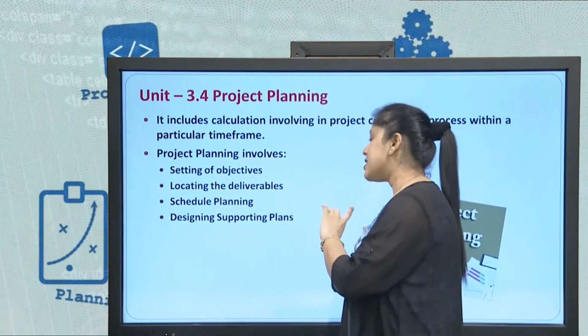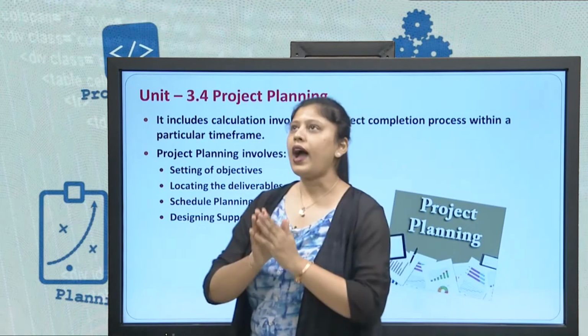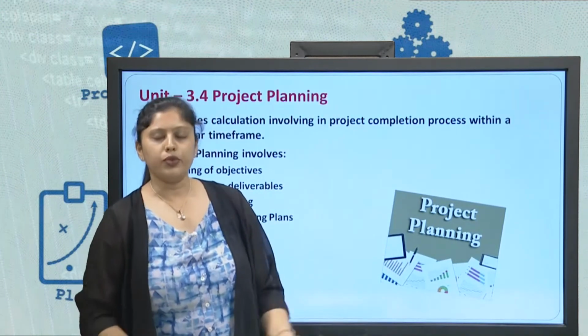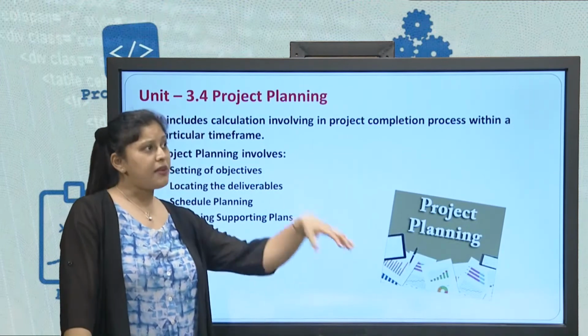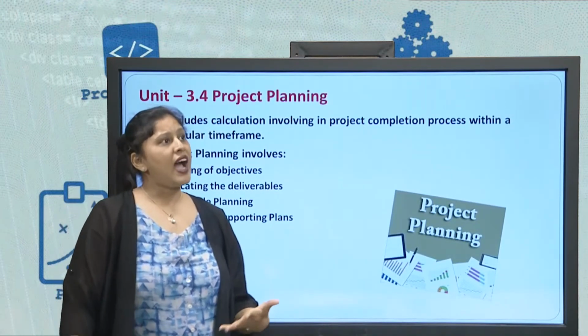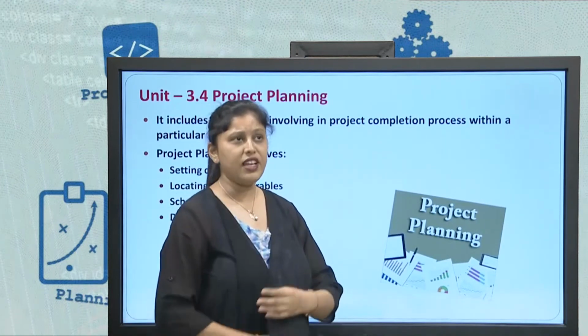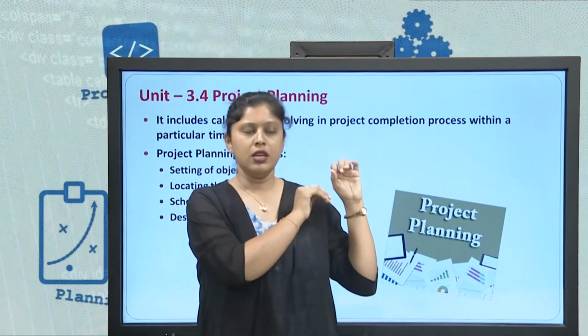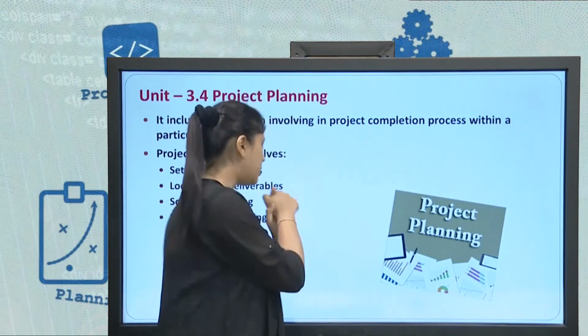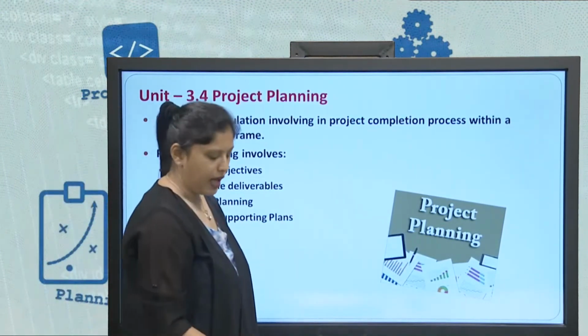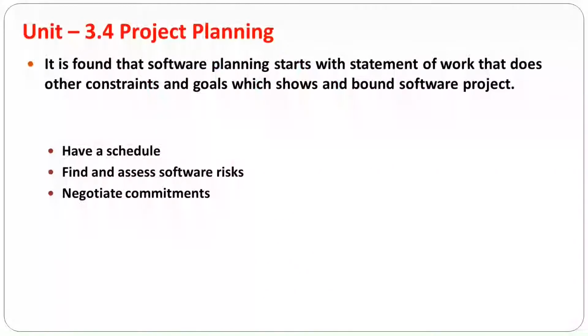And designing supporting plans. When I am building some software, sometimes I need some external things also, or some supportive plans. There need to be supportive tools, maybe some supportive technologies. That includes designing the supporting plans. Okay. It is found that software planning starts with a statement of work that lists the constraints and goals which show and bound the software project. So my software planning always starts with a statement of work.